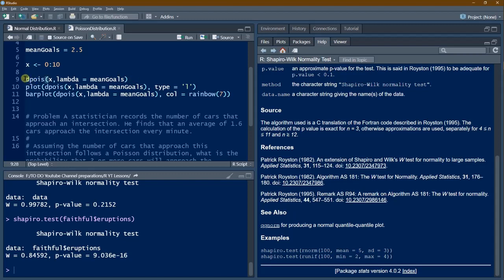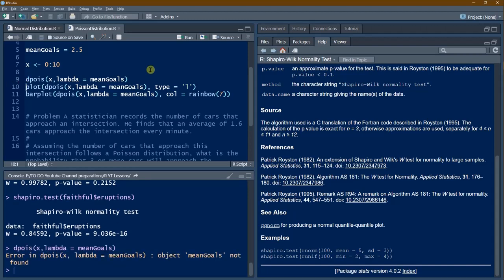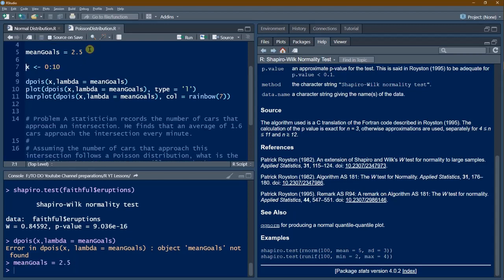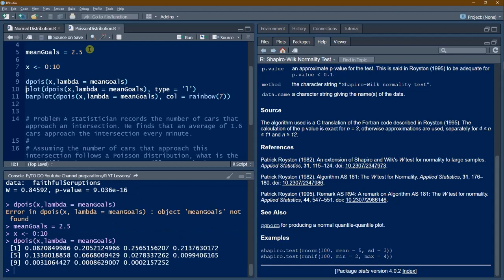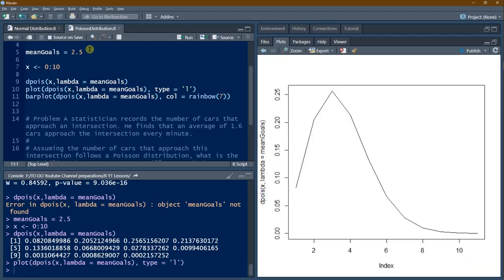So first of all, we'll use dpois. X, lambda is mean goals, because this 2.5 we have stored as mean goals, and we'll arrive at dpois for all the 10 values, or 11 values rather. Mean goals not found, because it is not loaded. Now I will ask for dpois. I am getting 11 values. Then I am going to plot the dpois values with a line. So I got a Poisson line.